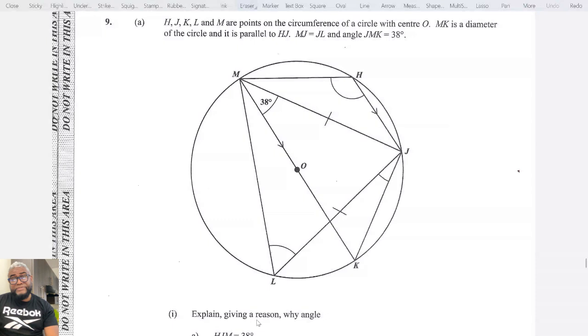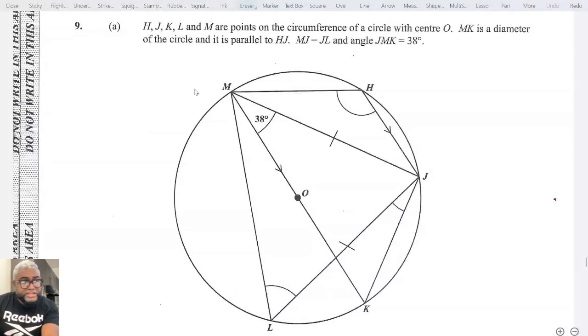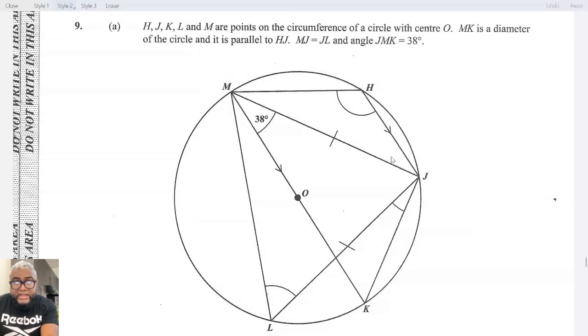Right, so the question is asking us to explain, give a reason why angle HJM is equal to 30 degrees. What reason is there for that? HJM, right? Where H to J to M. So they're talking about here. Why would this angle here be 30 degrees? What's the reason? Alternate angles. Excellent. You see the parallel lines here? Your transversal going from one parallel line to the next. This angle and this angle are equal and they are alternate angles, right?